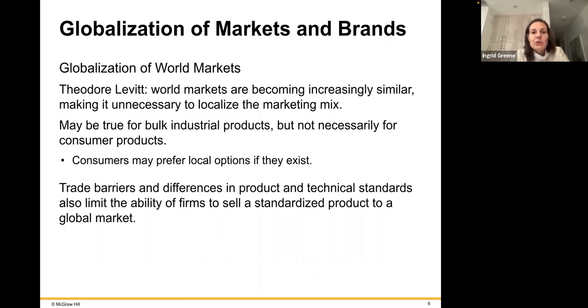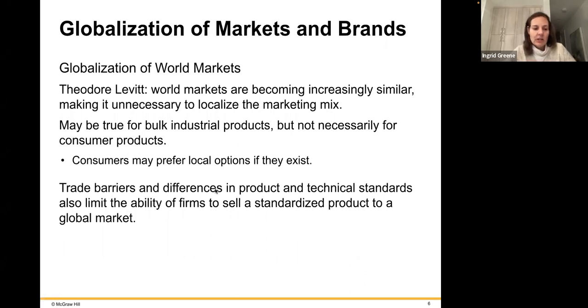And this may be true for bulk industrial products, but not necessarily for consumer products. So that's what this chapter will talk about. Yes, Theodore Levitt was correct, but not completely correct. Even 30 years later now, we are still working through this idea and this theory. Consumers may prefer the local options if they exist, and we'll talk more about this and how that is maybe more consistent in developing countries versus developed countries.